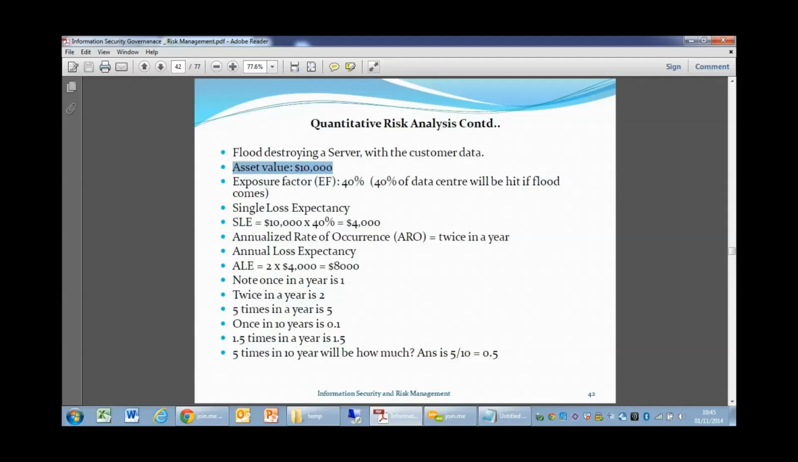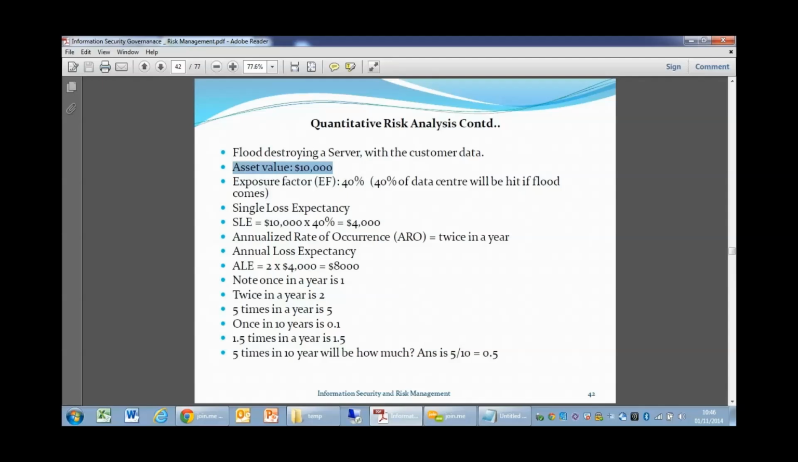Then you have another variable which is called single loss expectancy. Please try to understand this variable. Single loss expectancy means, if the flood comes one time, how much loss is expected? Single loss expectancy, also called SLE, is nothing but asset value times exposure factor. So if the flood hits my data center and 40% of it is vanished, this is the loss I expect. So this is $4,000. I'm sure up to here it was very easy to understand. However, if you have any questions, please post on the chat window.